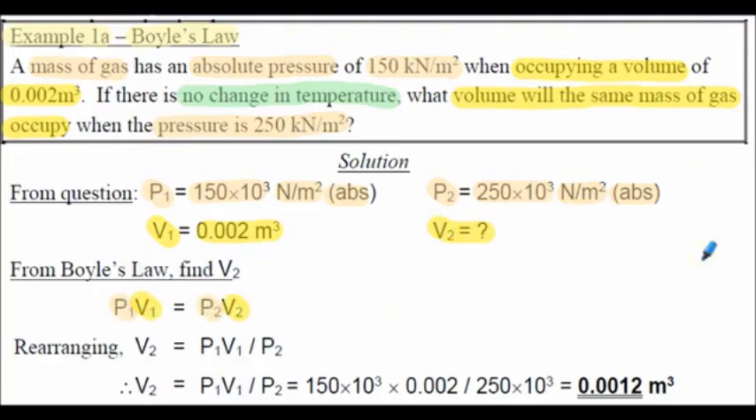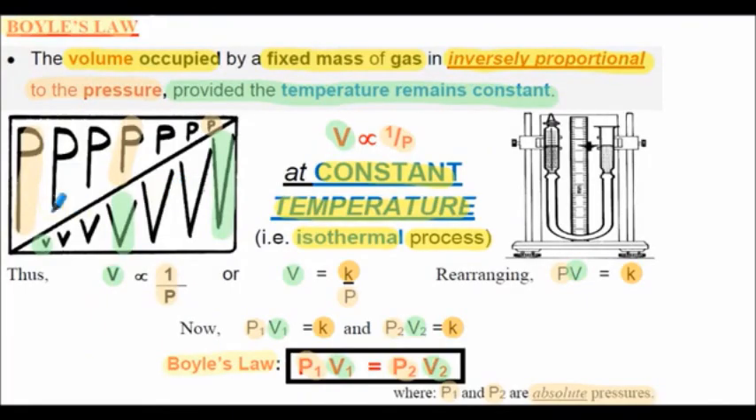We divide both sides by P2 to make V2 the subject. We now simply insert the values for P1, V1 and P2, and evaluating, the final volume V2 is 0.0012 meters cubed. So the final volume is smaller than the initial volume, which makes sense because the final pressure is greater than the initial pressure. That relates to our inversely proportional relationship between pressure and volume, or Boyle's law.